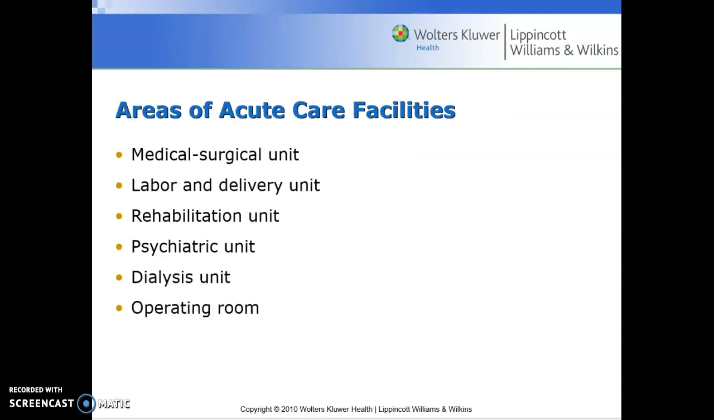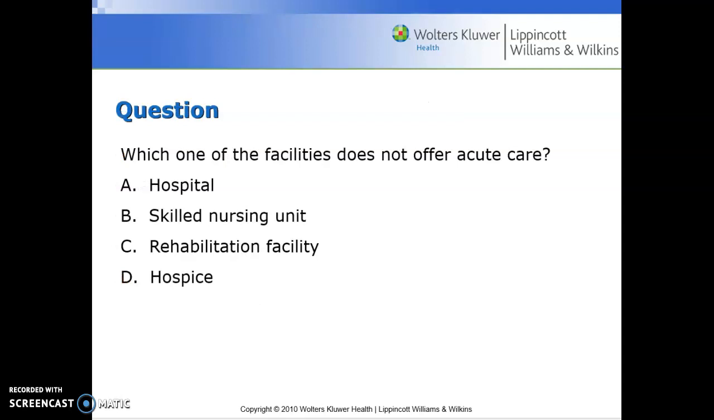The med-surg unit in the hospital, labor and delivery, the rehabilitation unit, the psychiatric unit, the dialysis unit, and the operating room. So these are acute care facilities. So please know the difference in the acute care facilities and what they are.